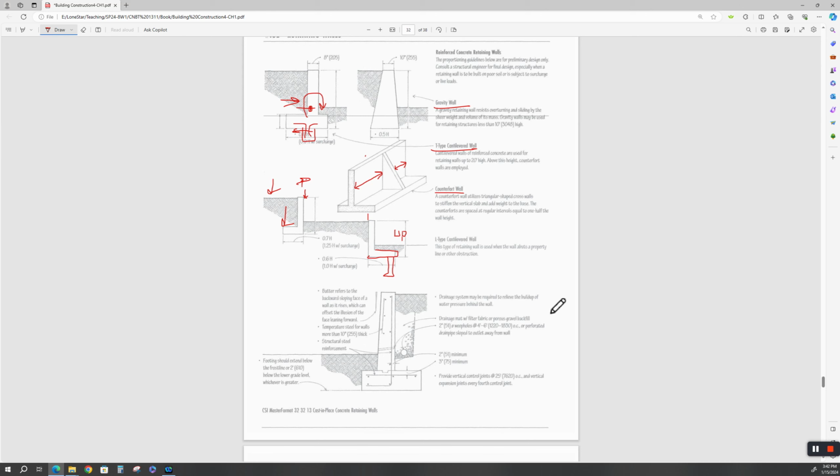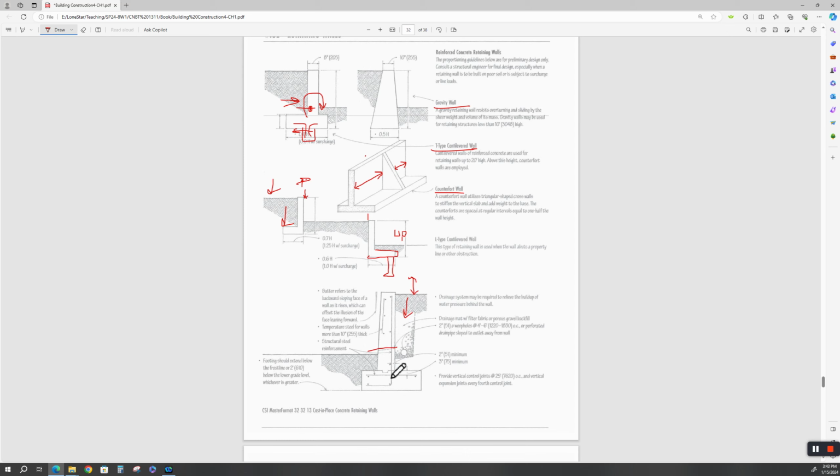Drainage systems may be required to relieve the buildup of water pressure behind the wall. That is true. You may need that depending on the soil mechanics and the nature of your subsurface topography. Remember, topography is not only up here, it's also what's happening down here underneath the surface. So the drainage mat, with filter fabric, porous gravel fill, and they say use a 2-inch pipe, but your engineer is going to tell you what you're actually going to use, and you may have to have weep holes through there.